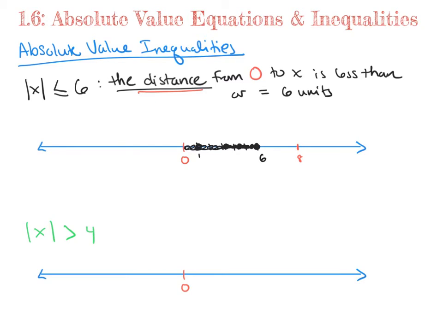Ooh, but I'm neglecting a bunch of them. x could also be on this side of 0, right? x could be at negative 1, or negative 2, or negative 2.3, or negative 3, 4, 5, 6. x could be way over here, too. So x could actually be right at 0. 0 itself is certainly closer to 0 than 6 units. So x could be absolutely equal to 0. It could be anything in here.